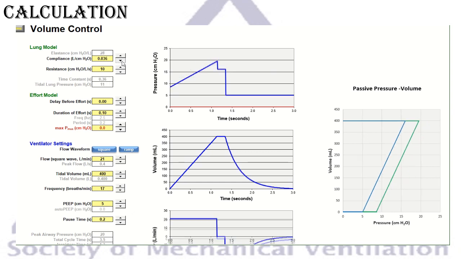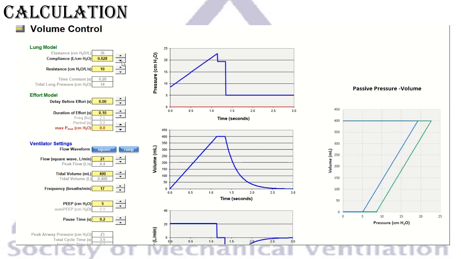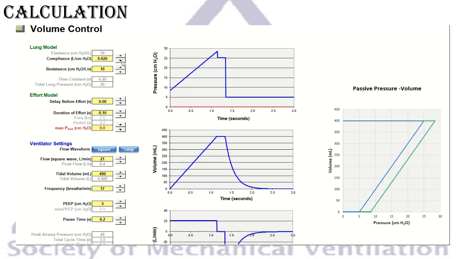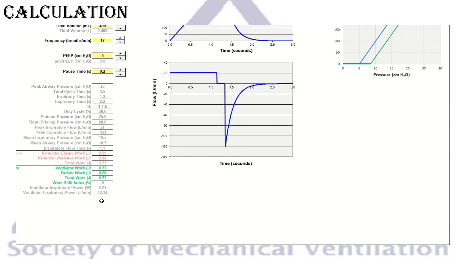Again, this is volume control mode, so the tidal volume will remain the same, the pressure will change, the flow is the same, everything is the same. You can see the curve now shifted to the right, the blue area, because the tidal power of course got higher, but the resistive area is still the same. And again the ventilator inspiratory power became 12.34.